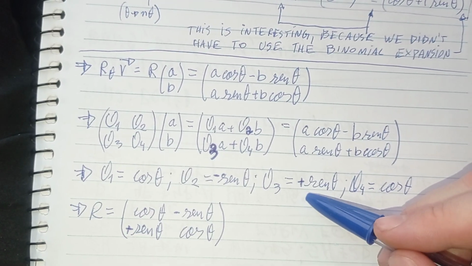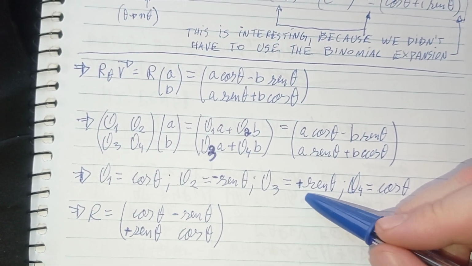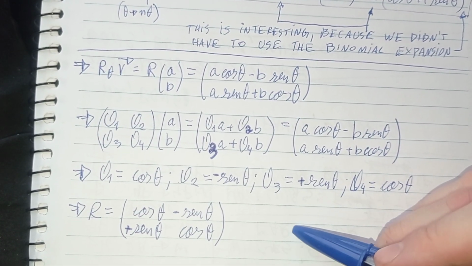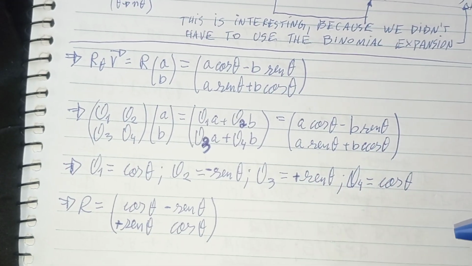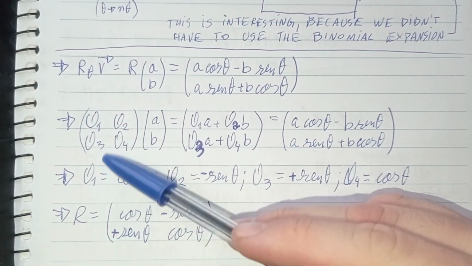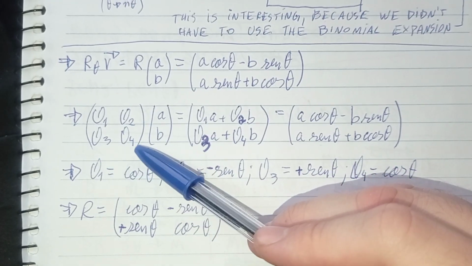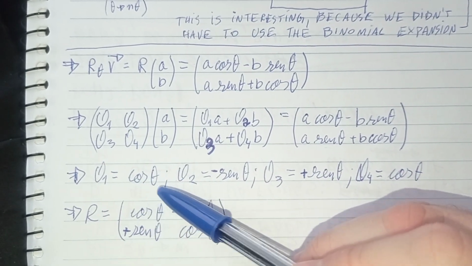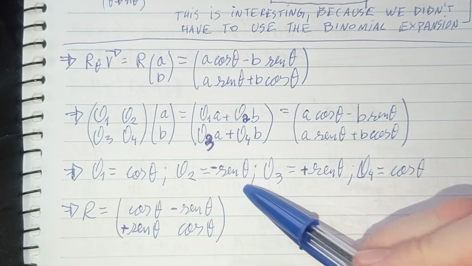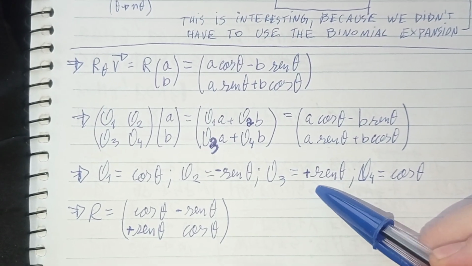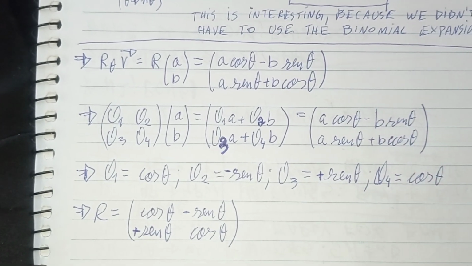If A11, A12, A21, and A22 represent the matrix, as in this representation of O1, O2, O3, O4, O1 is cosine theta, O2 is minus sine theta, O3 is sine theta, and O4 is cosine theta.